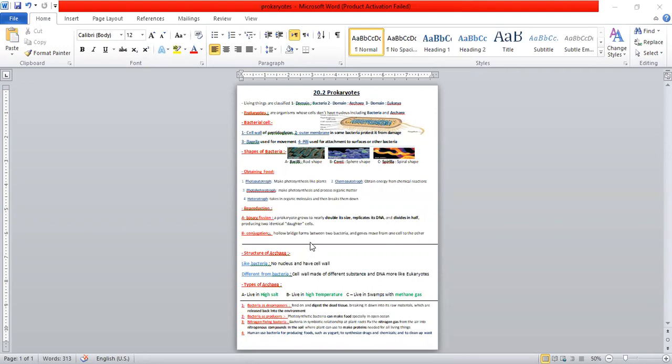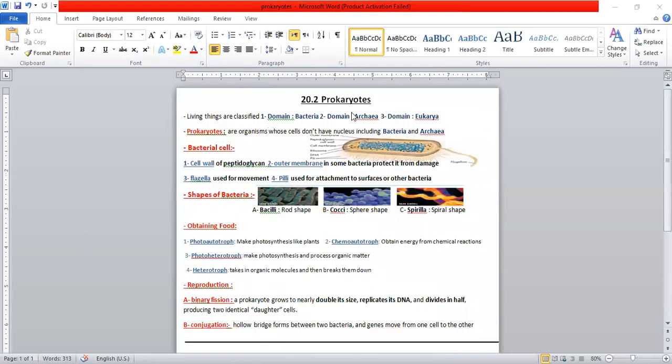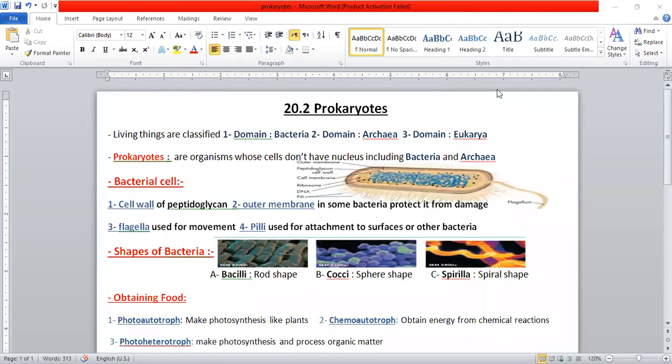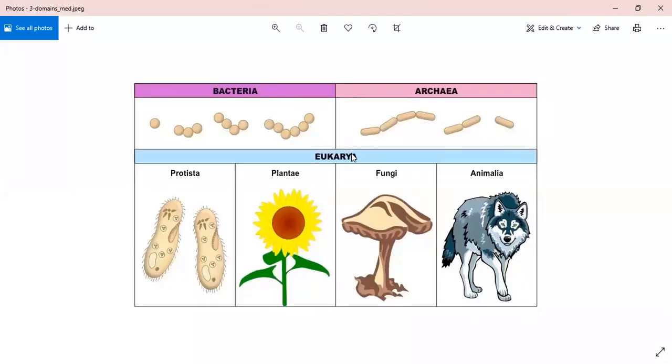This is all you need to know about the prokaryotes on only one page. Okay, the prokaryotes are classified as a group of living things. Look, all the living things are classified into three groups. We call them three domains. Domain Bacteria includes bacteria. Domain Archaea includes only archaea, and the domain Eukarya. Eukaryotes are animals, plants, fungi, and the protists. Okay. In this lesson, we are studying the prokaryotes only.